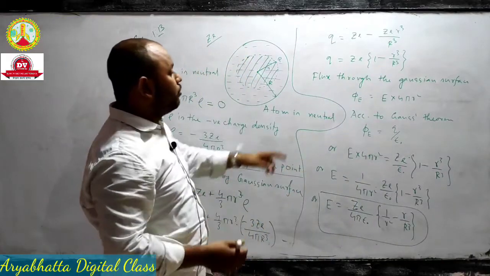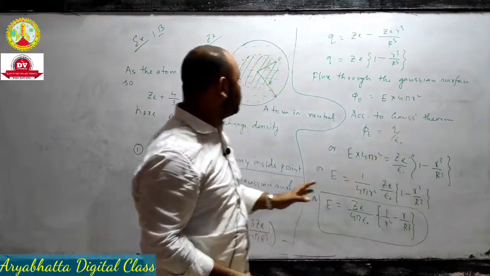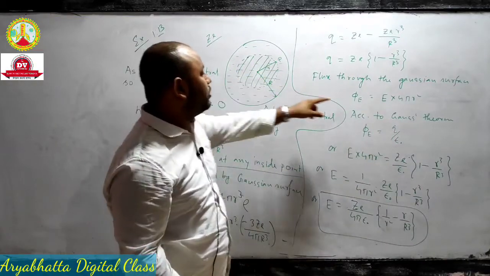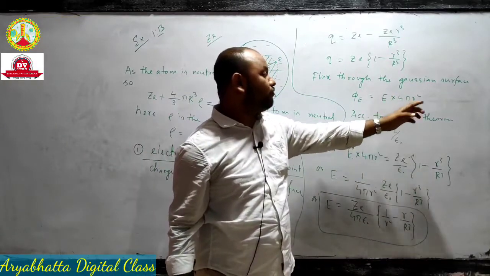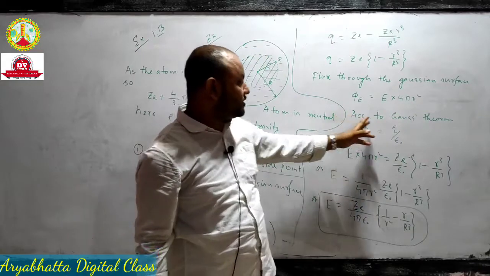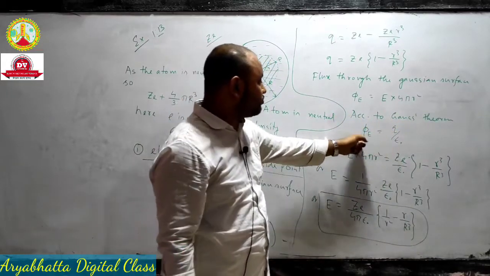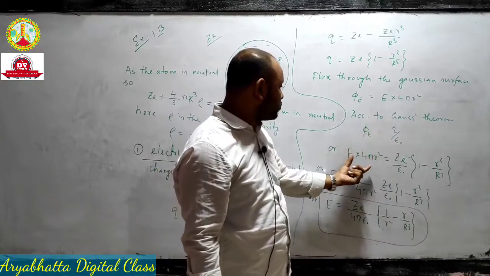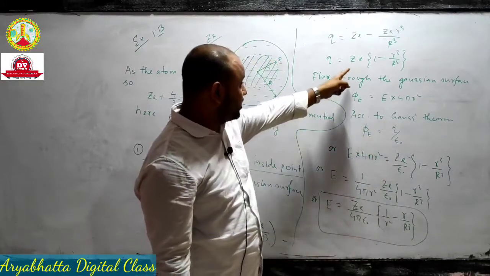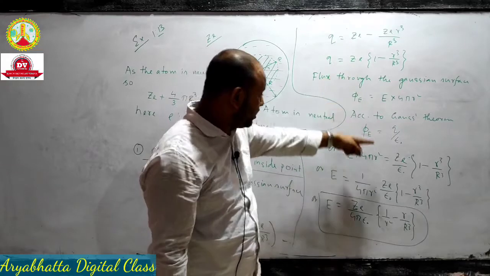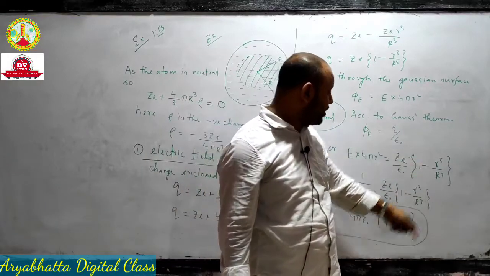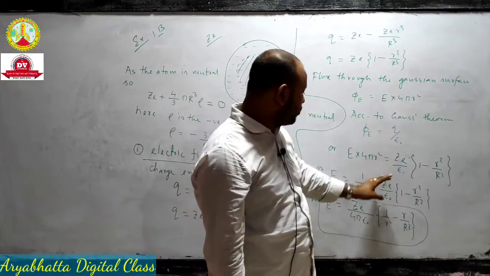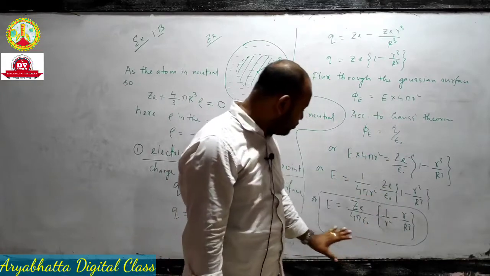Okay, then what is the flux through the Gaussian surface? It will be phi is equal to what? E into the total surface area, which is equal to 4 pi r square. Then according to Gauss's theorem, we know that total flux phi is equal to q by epsilon naught. Flux means E into 4 pi r square. Q is equal to what? The charge enclosed by the Gaussian surface, which is equal to Ze times (1 minus r cube by R cube), and this is our epsilon naught. Okay, if I simplify, then we get this result.